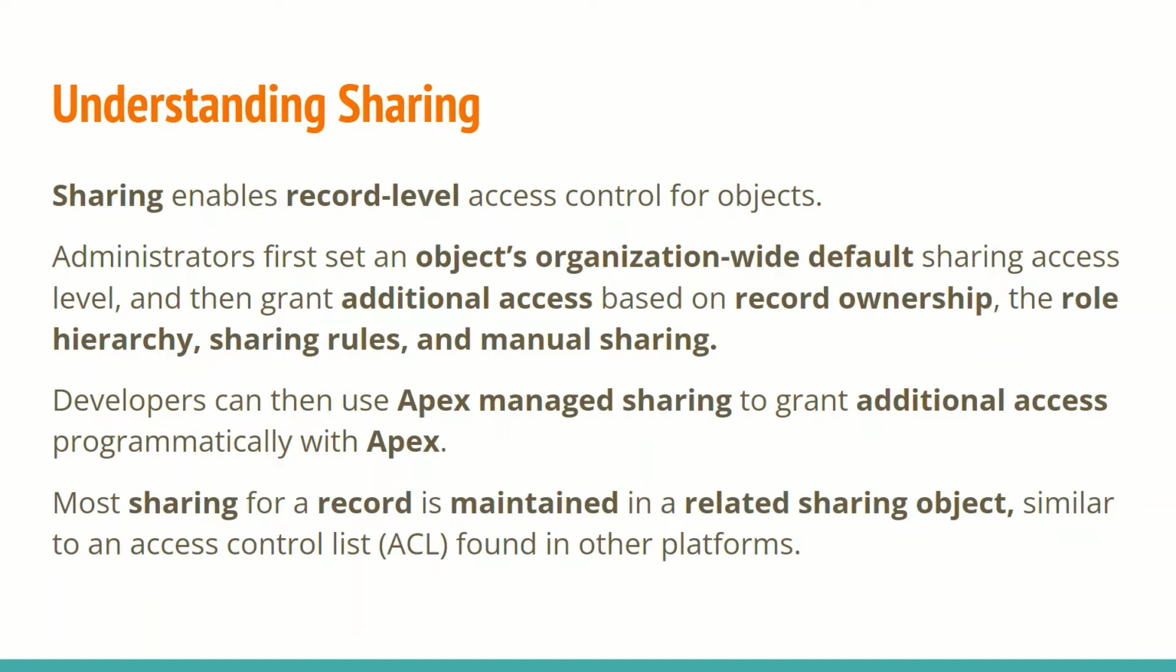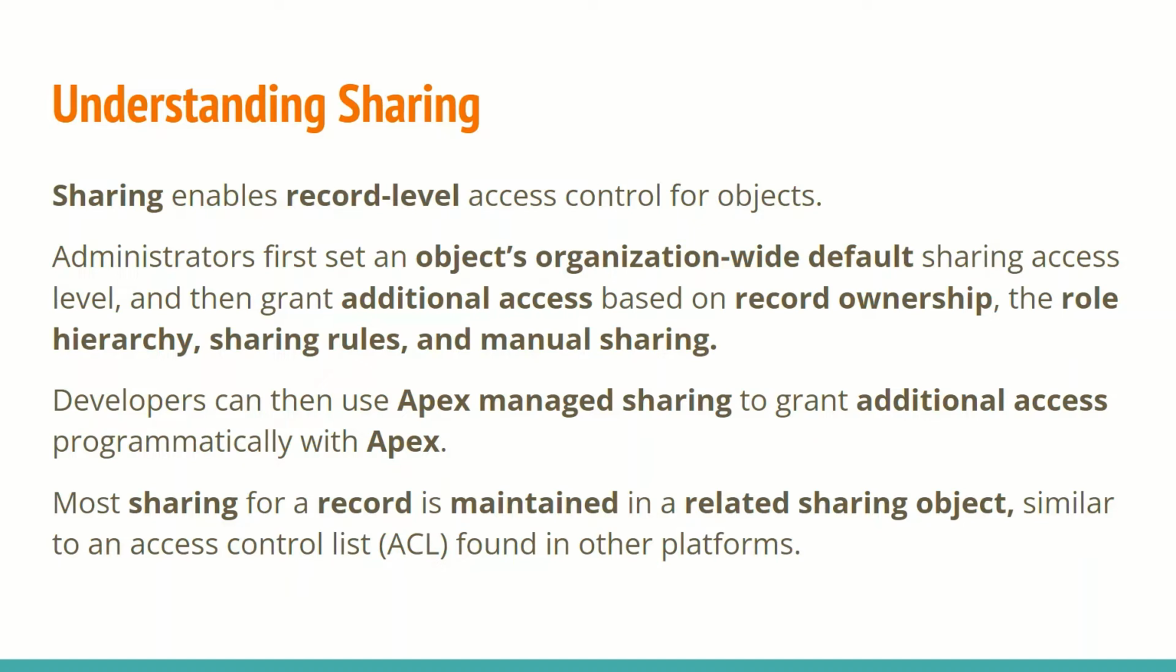As its name suggests, sharing enables record level access control for objects, and administrators first set the organization-wide default, that is the OWD sharing access level. If on an object we have OWD set to public read only or private, then only the sharing comes into picture. And to grant additional access based on record ownership, the role hierarchy, we have sharing rules and manual sharing in place.